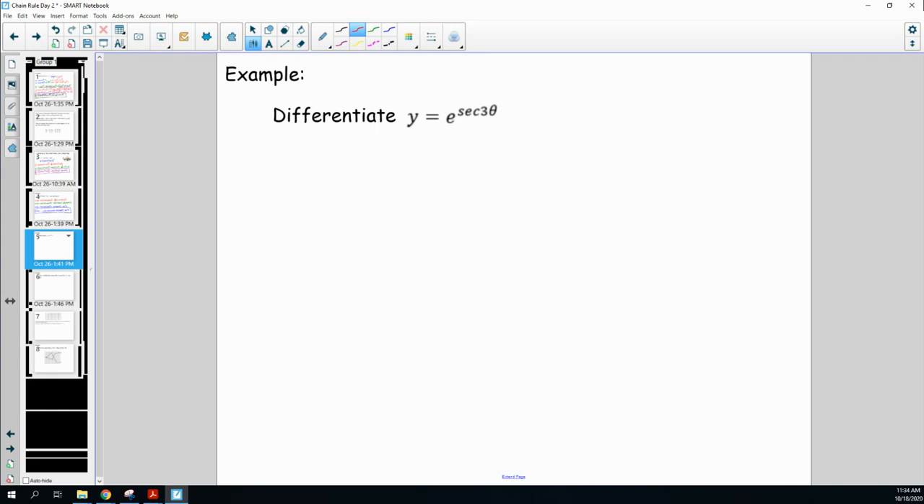Okay, differentiate y equals e to the secant of 3 theta. So y prime.